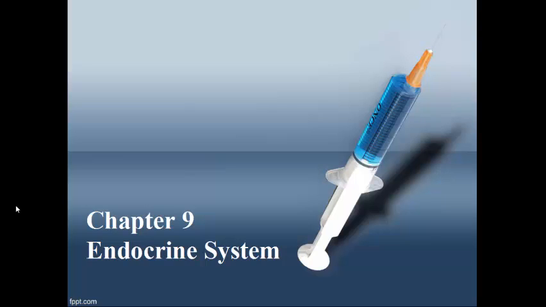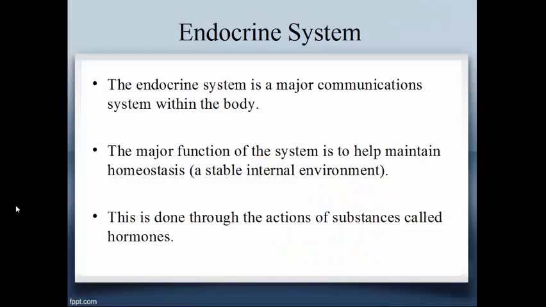Okay, welcome back. For this video, we will focus on chapter number 9, the endocrine system. Now, along with the nervous system, the endocrine system is a major communication system within the body. It controls almost everything that you do. And its main function is to maintain what's called homeostasis, a stable internal environment. That's what your body is always striving for, to be as stable as possible.